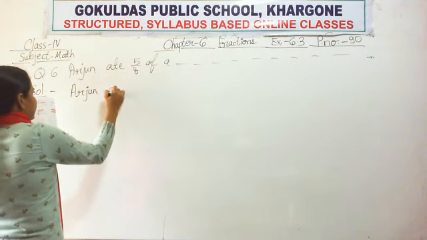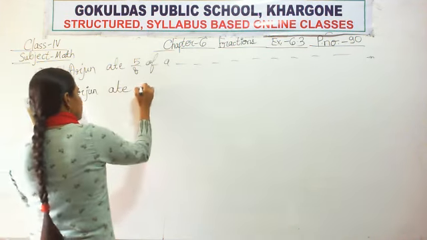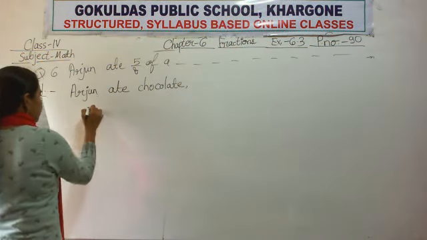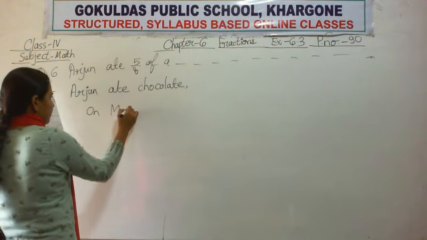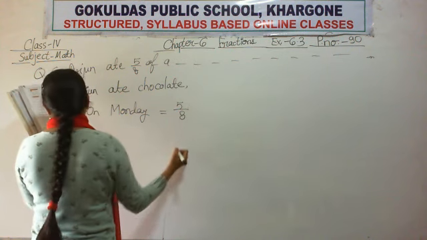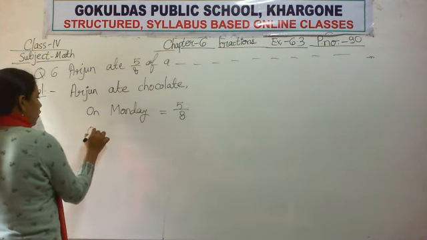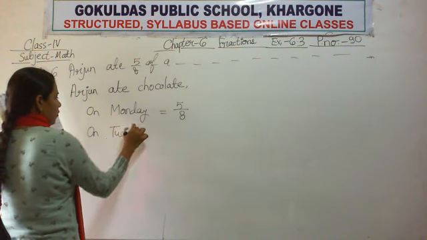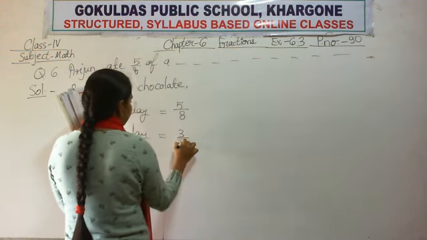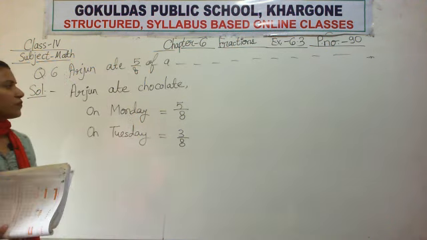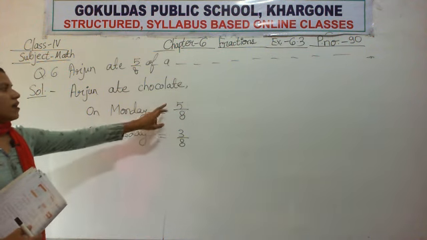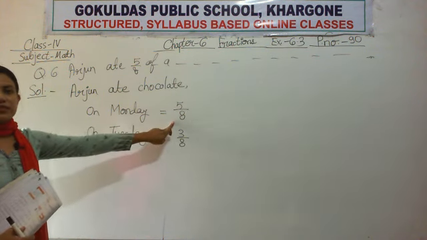Arjun ate chocolate on Monday. On Monday 5 upon 8. And on Tuesday, how much did he eat? He ate 3 by 8. 3 upon 8 part, okay? So now tell me, is 5 upon 8 bigger or is 3 upon 8 bigger? 5 upon 8 is larger, right?